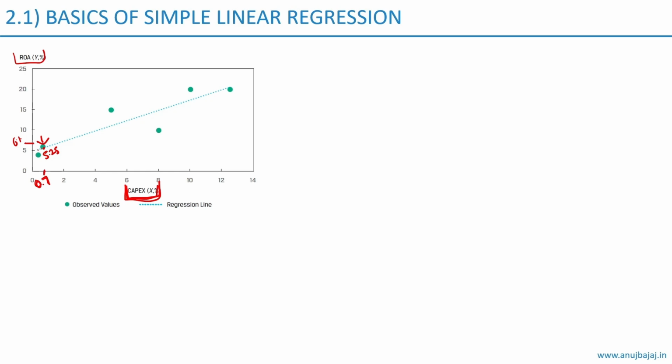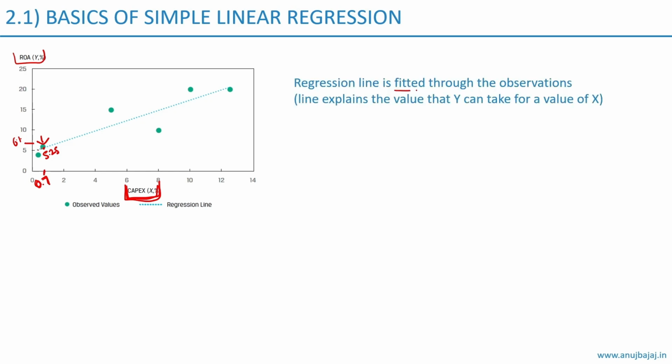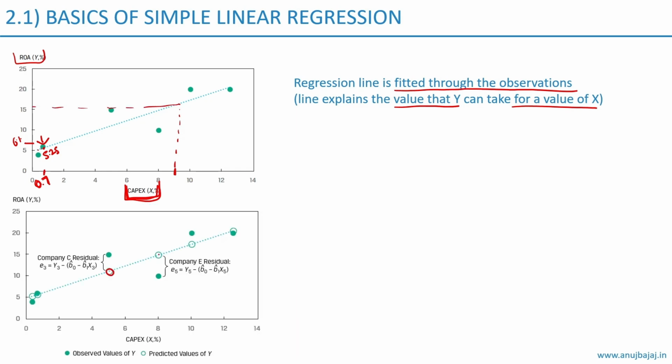So a regression line is the line which is fitted through the observations, and this line explains the value that the y can take for any value of x. So the regression line represents the predicted value of the dependent variable for any value of x. So if the independent variable is this, then the predicted value of the dependent variable is this. So these are the predicted values and these are the actual values of the dependent variable. And the difference between the actual value and the predicted value is referred to as the residual.